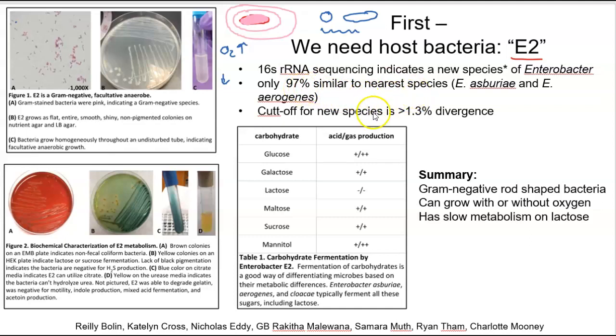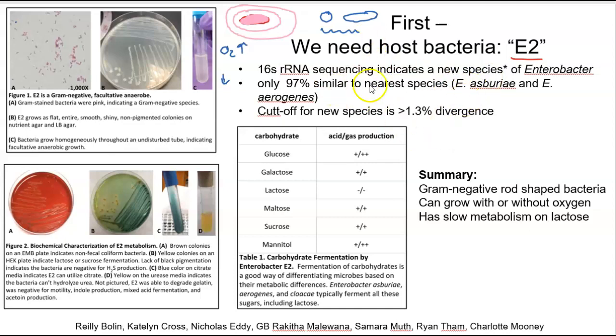Now this is preliminary. We haven't sequenced the entire 16S ribosomal RNA gene, just a portion of it. So we still need to get more sequencing data and confirm this, but it's likely we have a brand new species of Enterobacter, which would be pretty cool, and then we could stop calling it E2 and we can give it its own name.